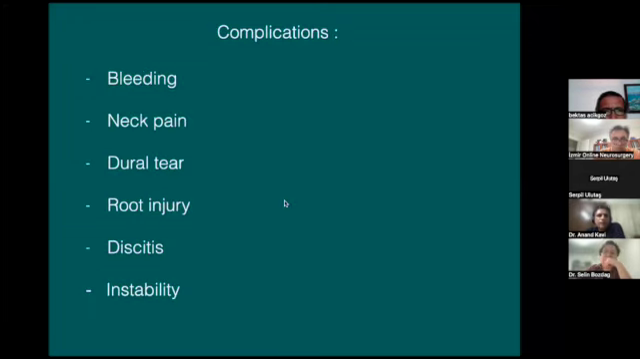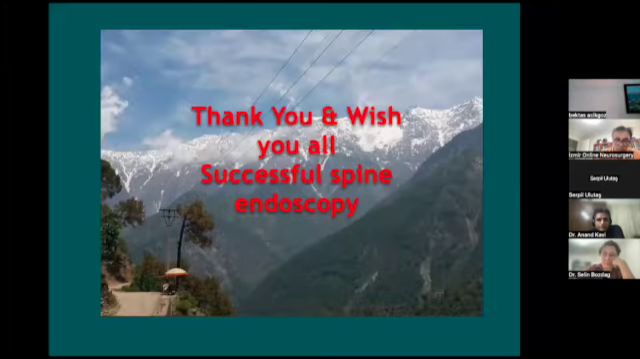Yes, again, there can be some complications like bleeding. There can be neck pain due to high irrigation pressure. There can be dural tears. There can be root injuries, discitis, and there can be instability if you do excess bone cutting. You should be aware of all these complications, and in your training, you need to take them into consideration.